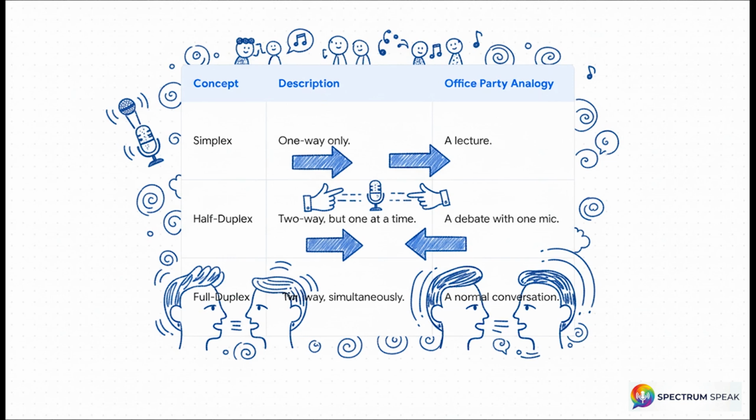Next in the middle is half duplex. Now, communication can go both ways, but, and this is key, only one at a time. This is like a debate with only one microphone. You have to wait your turn. And finally, we have full duplex. This is just a normal conversation. Information flows in both directions at the same time. You can talk and listen, no problem.